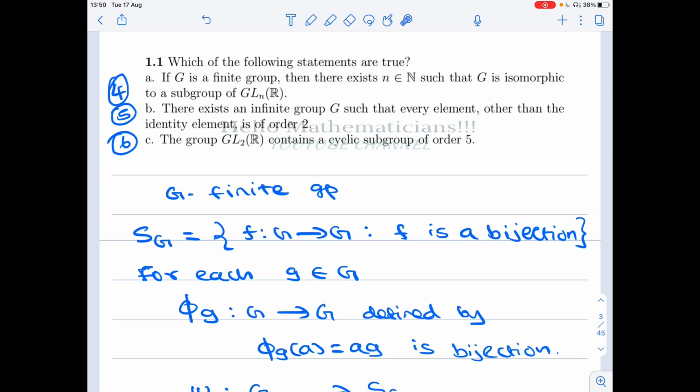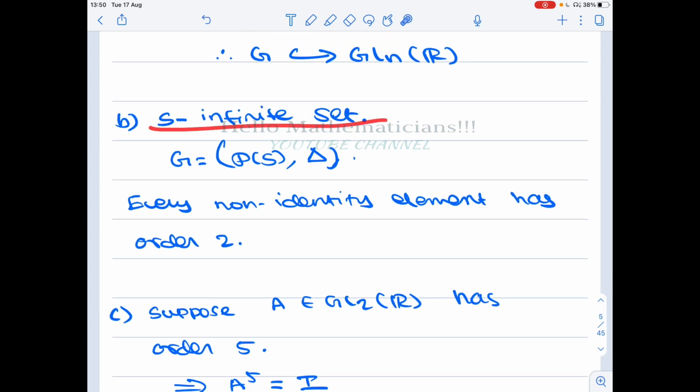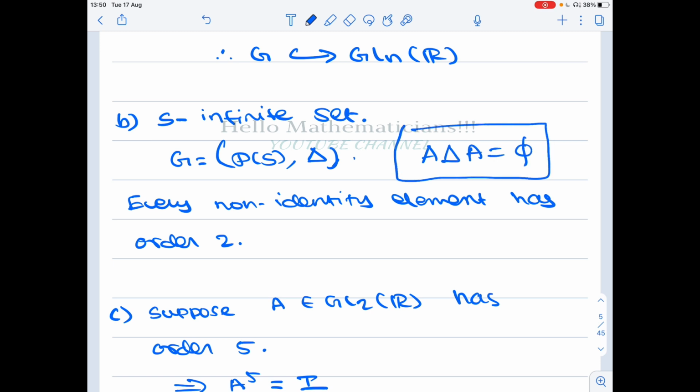Okay, the second option, that is why I'm considering this as a separate problem. This is alone very interesting. There exists an infinite group such that every element other than the identity element has order 2. Many of you might already know this. You take an infinite set S and consider the power set of S with symmetric difference. This is a group in which every non-identity element has order 2, because A delta A will be the empty set, and the empty set is the identity element here. Therefore, in this group every element satisfies x squared equal to identity. So this is an example.